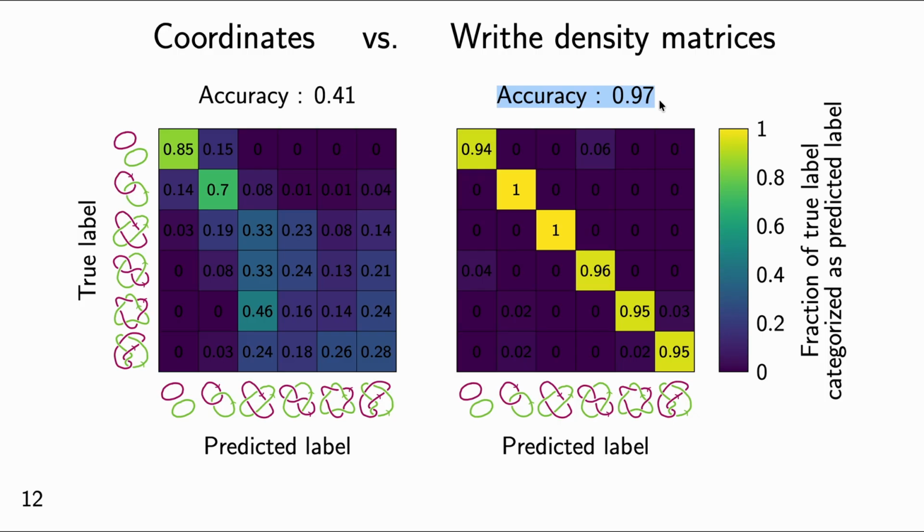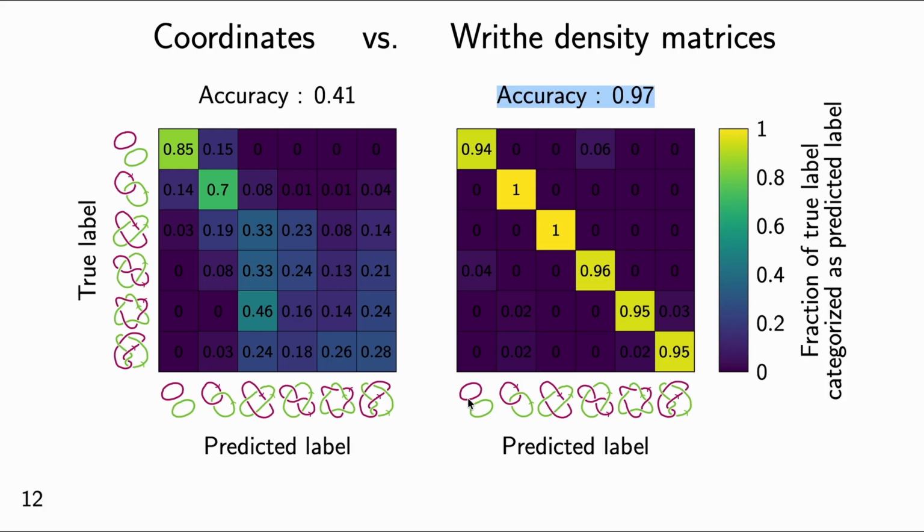It's very, very good. Now, if we zoom in on this, this is called a confusion matrix. It gives you a breakdown by link type of how the network is doing. For example, in this case, what we see is that the link that has a true label of the unlink is correctly classified as an unlink by the coordinate-trained network 85% of the time, whereas it's 94% of the time correctly classified by the Writhe density matrix trained network. You can look around here, and confusion matrices make it very clear that the Writhe density matrix trained network is doing quite well and the coordinate-trained network is not doing very well.